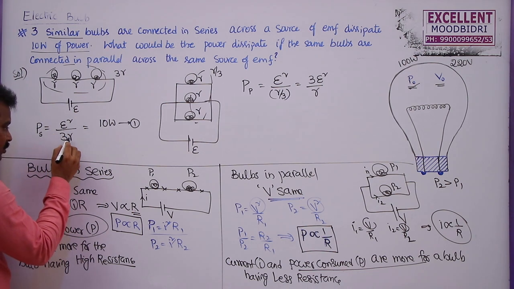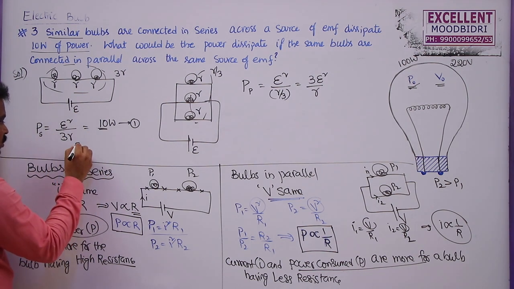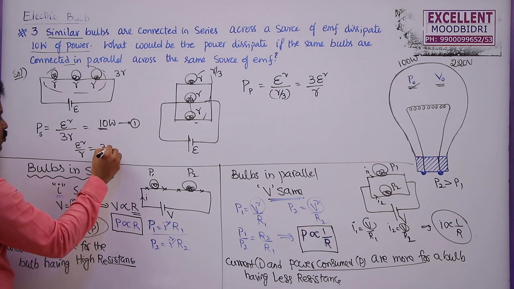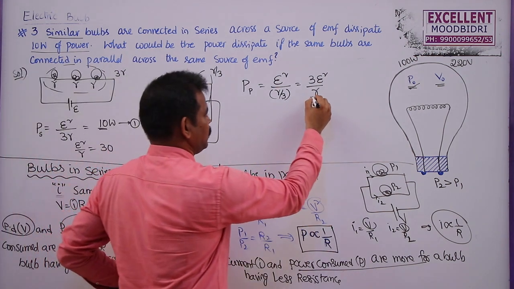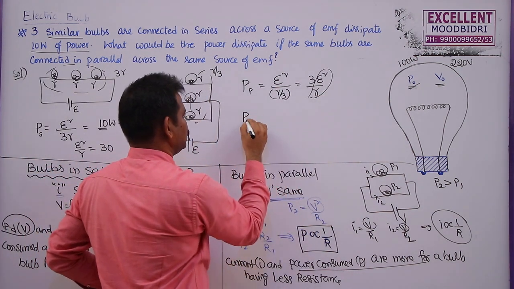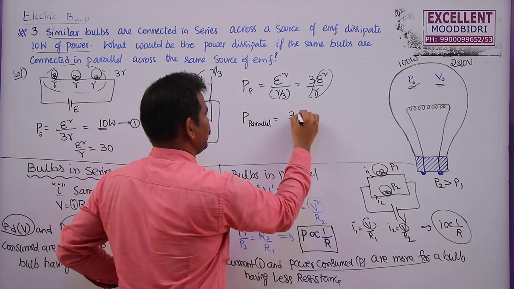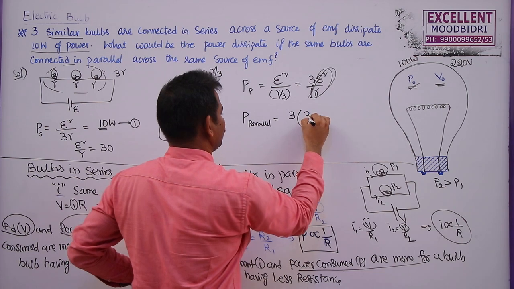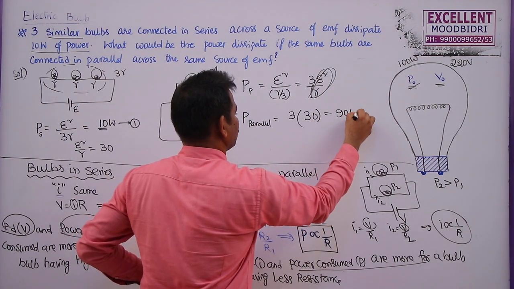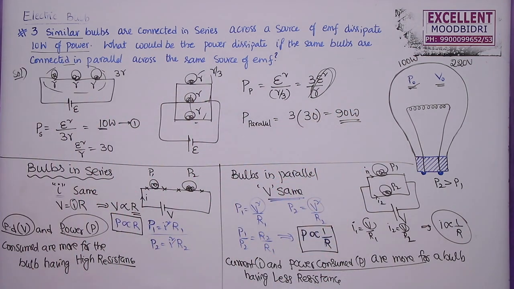E square by 3R is equal to 10. So E square by R is equal to 30. So here you can write E square by R as 30. So power consumed in parallel combination of the bulbs is given by 3 into E square by R, which is equal to 3 times 30. So it will consume 90 watts of power.